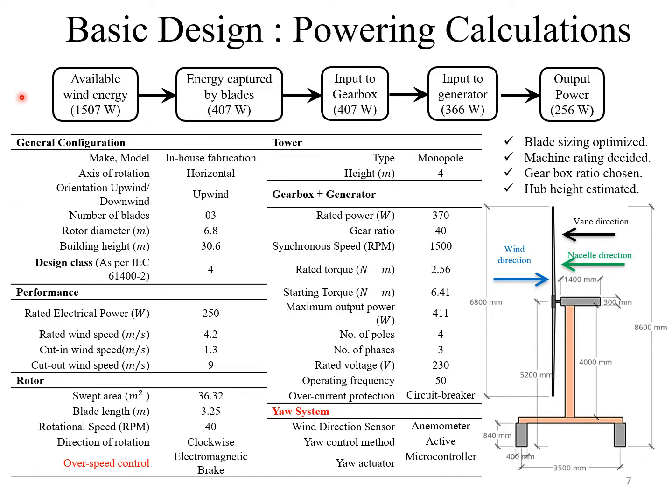The sequence of power transfer in the wind turbine has been represented. There are three blades which gives the best power coefficient at an achievable tip speed ratio. The rotor diameter is 6.8 meter, which is chosen to capture sufficient power from the wind. The rotational speed of the turbine is 40 rpm. The blades are designed to rotate clockwise while looking downstream. The rated output electrical power at rated wind speed of 4 meter per second is 250 watts.